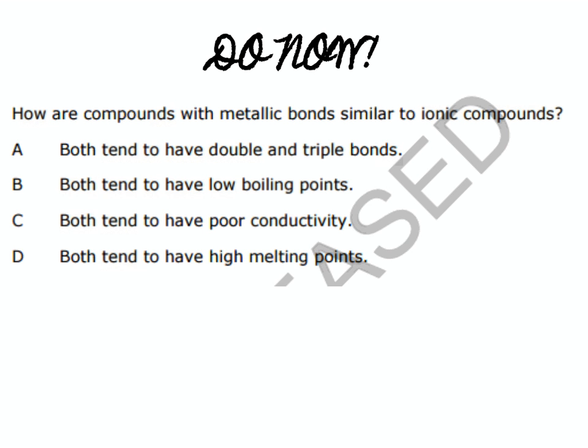So tell me yay or nay. Both tend to have double and triple bonds. Nay, metallic bonds don't form those kinds of triple bonds. Both tend to have low boiling points. Nay. Metallic and ionic have the highest boiling points, because we can put them on the stove and they're not going to melt, or we can put salt crystals on the stove and they're not going to melt. Anything you experience in real life actually does apply.